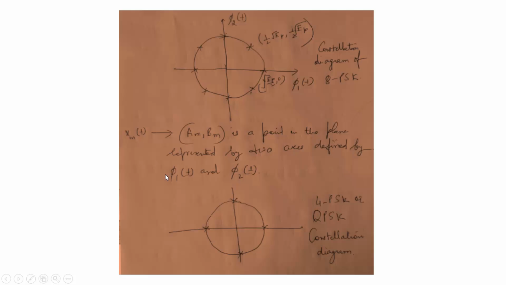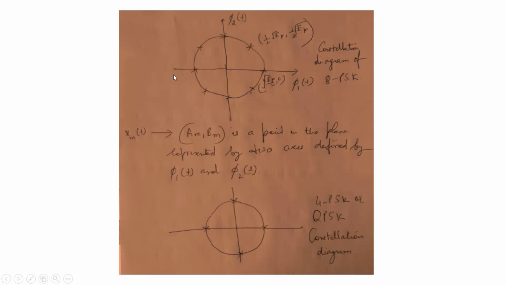In the case of QPSK or 4 PSK, 4 points will be there. Each point is representing a signal to be transmitted, which further represents the combination of the bits that we need to send through the channel. So x_m(t) can be represented as a_m comma b_m, a point in the plane represented by two axes defined by phi 1(t) and phi 2(t).